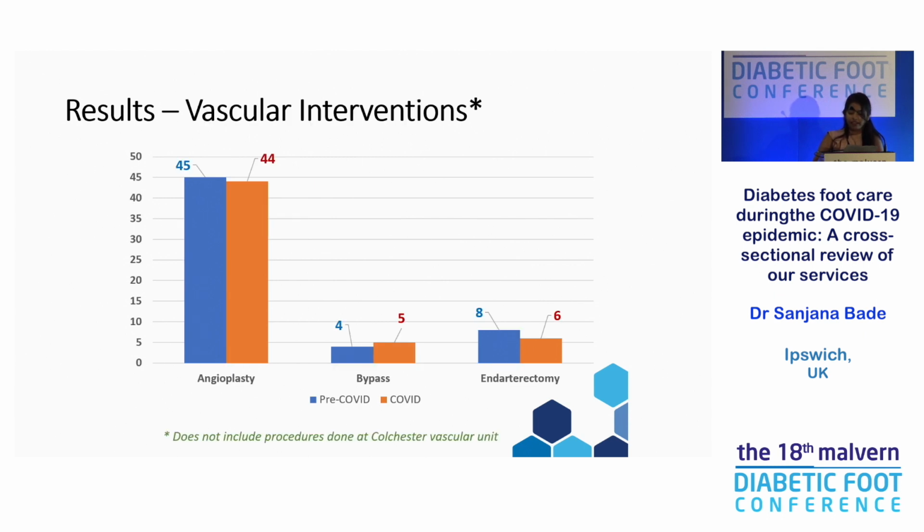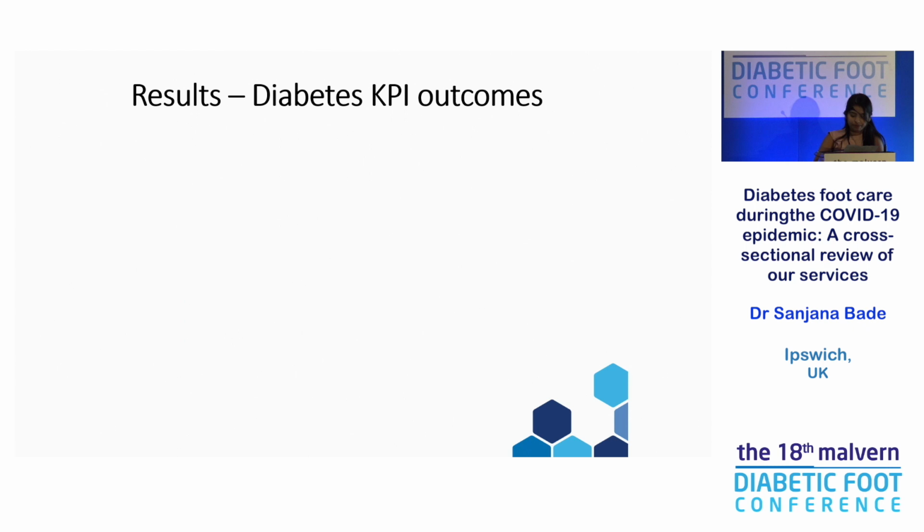This vascular intervention data is only from Ipswich Hospital and does not include Colchester Hospital because we couldn't get the data in time for this presentation. We were very aggressive in performing angioplasties in our patients during COVID to promote limb salvage, and bypasses were greater in number, with an equal number of endarterectomies.